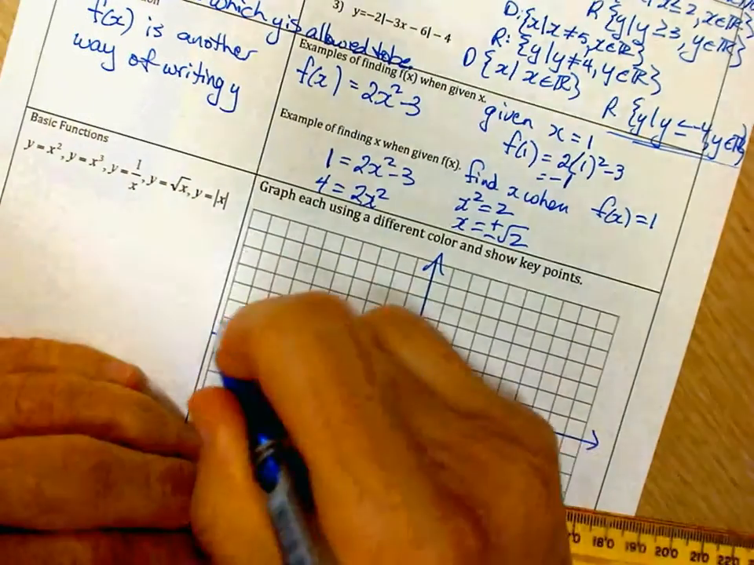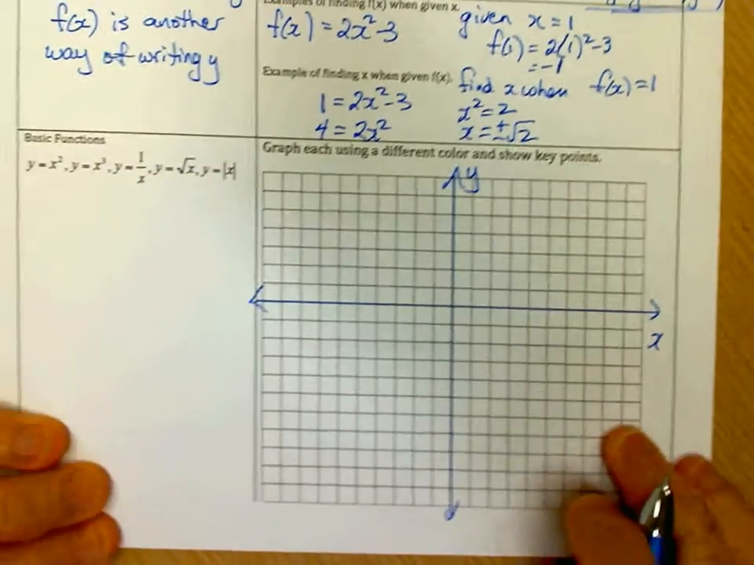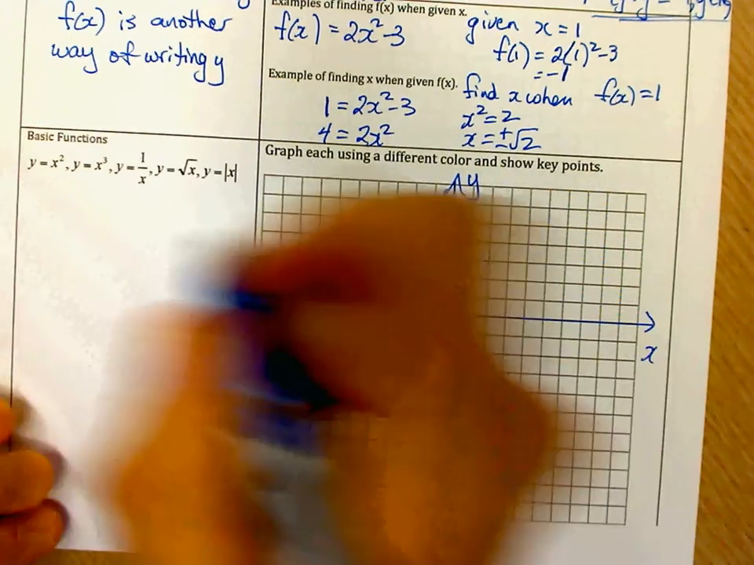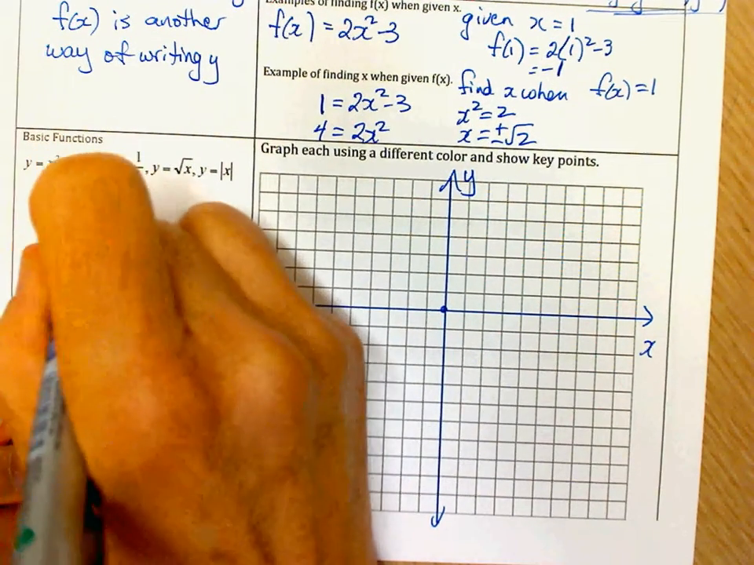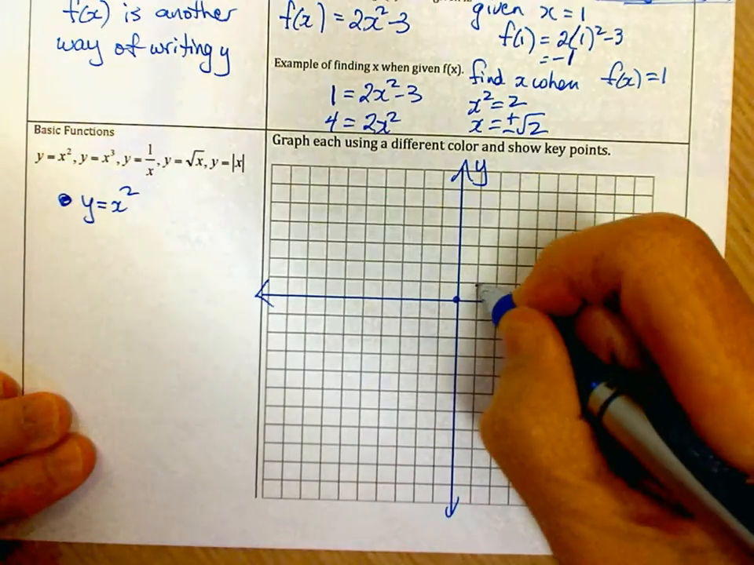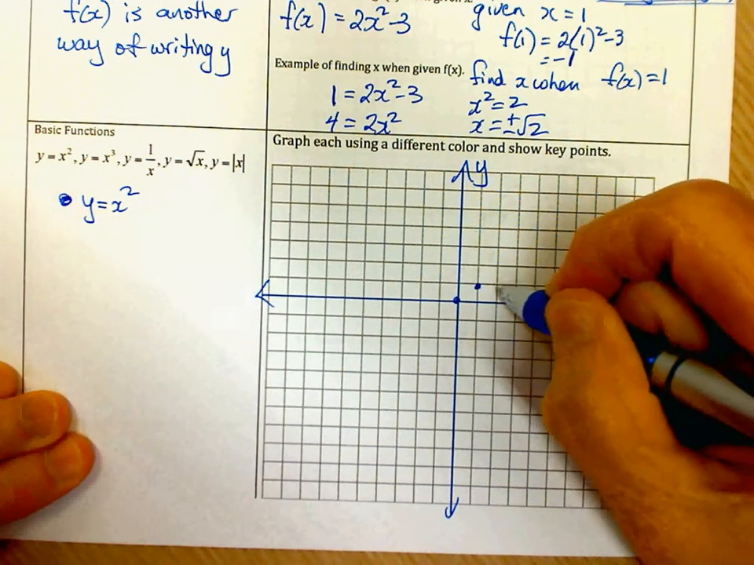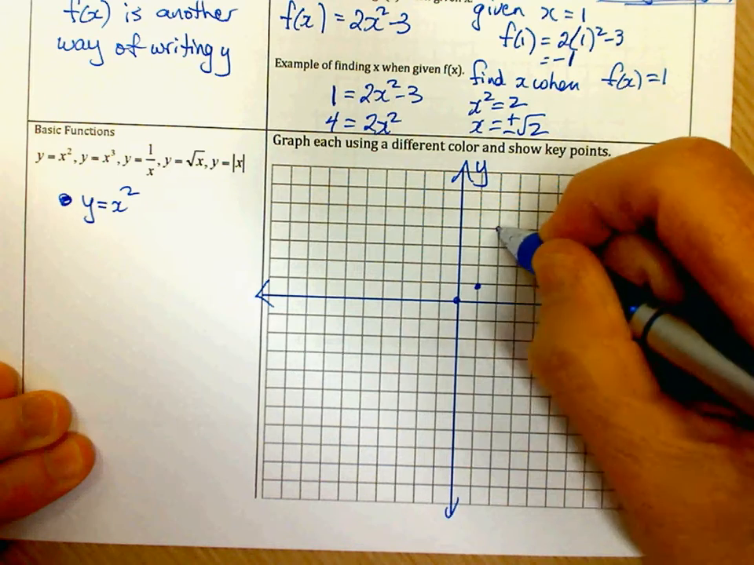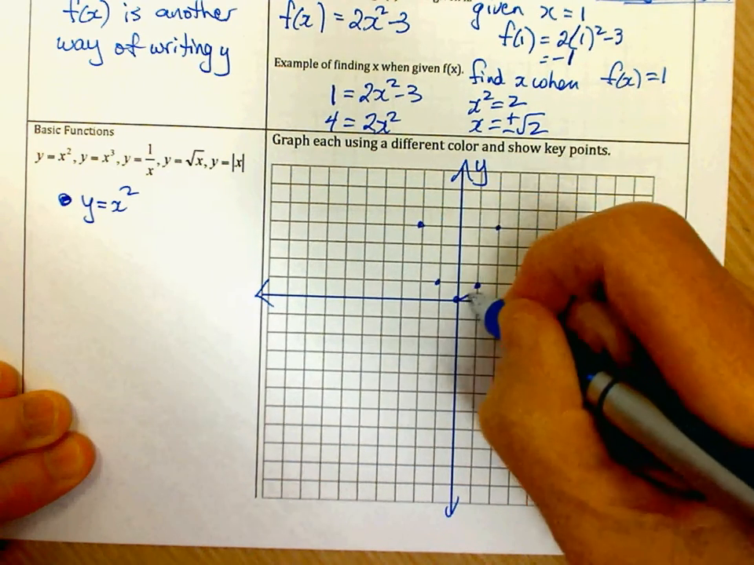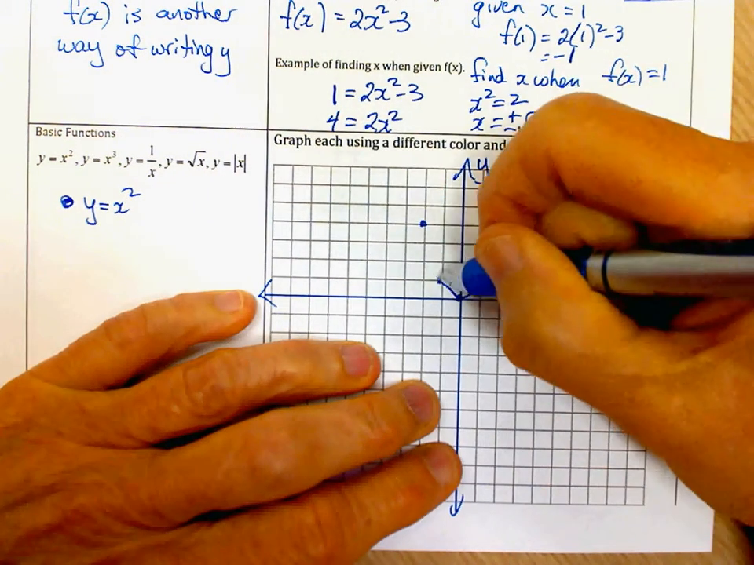X, y. Okay, the first one we're going to graph is y equals x squared. I'll do that in blue. So we'll go y equals x squared. We'll do a bullet. It's in blue. So hopefully by now you can graph these. It should be very easy for you. You need these basic functions so you know what you're doing in case you get a more complicated transformation question. That's y equals x squared.